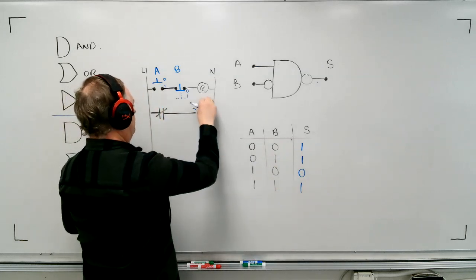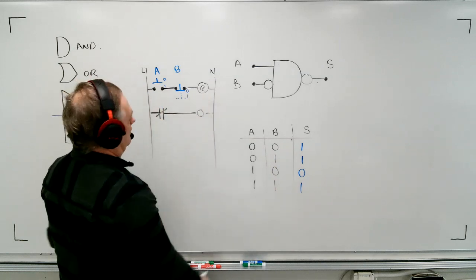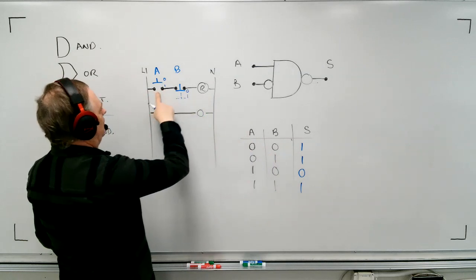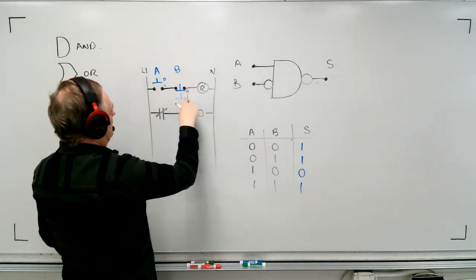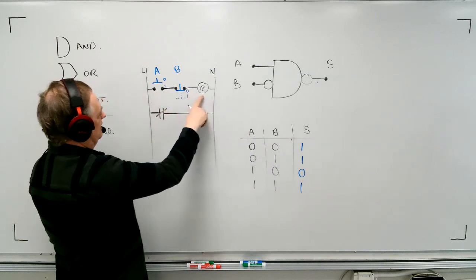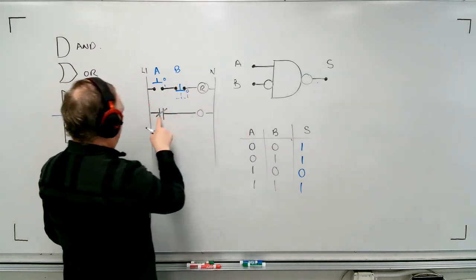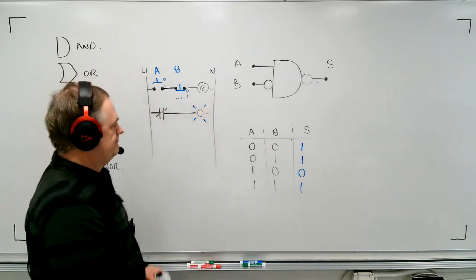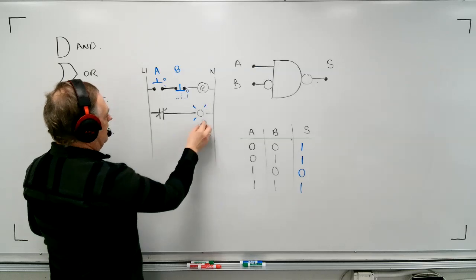Okay, now let's move to the next one. I'm going to take this off like that. Now we move to 0 and 1. So this stays at 0. I push this down, it becomes a 1. Now I have 2 breaks in that line. Definitely that's not going to get energized. So that means this will remain closed. My light will still be on. Okay. Now let's go ahead.